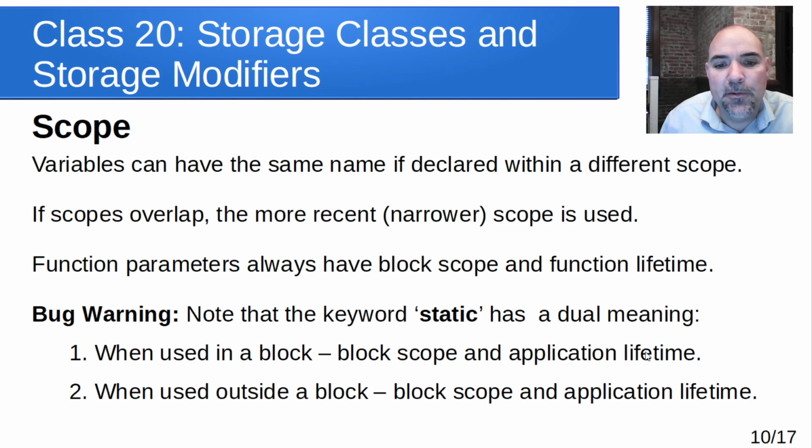No matter what you do with those, they always have that. And one quick bug warning here is that if you look at the keyword static, it actually has a dual meaning. In other words, when it's used inside of a block, in block scope, like a local variable that's declared static, it'll have block scope and application lifetime.